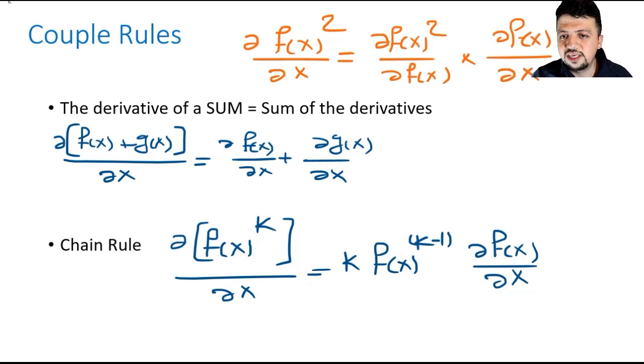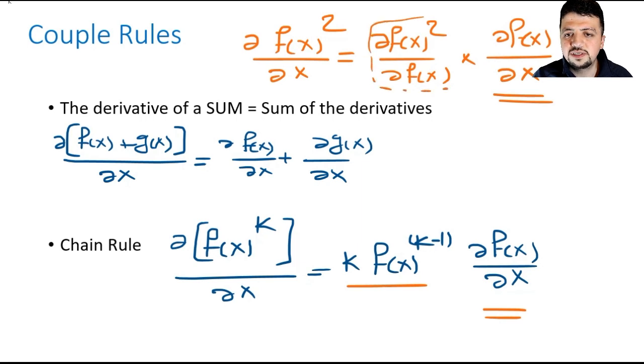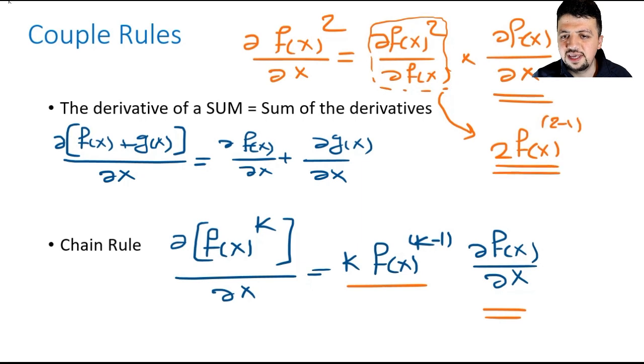Now, you notice that this chunk is equal to this chunk. So what about this chunk? If I want to compute this guy, it's very simple, isn't it? It's the rule of power. So 2 comes down, you repeat f of x, with the power 2 minus 1. You see, this is the same as this, except k is equal to 2.